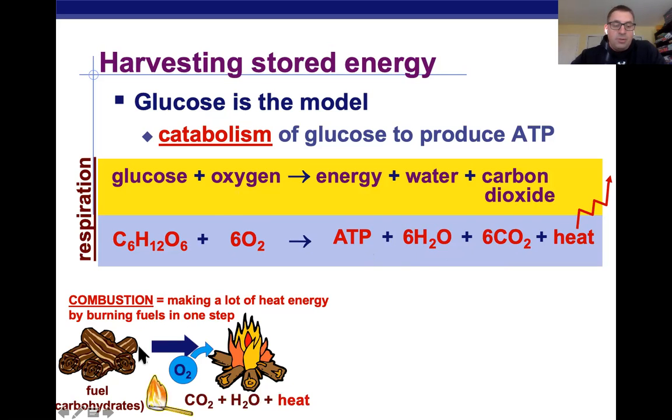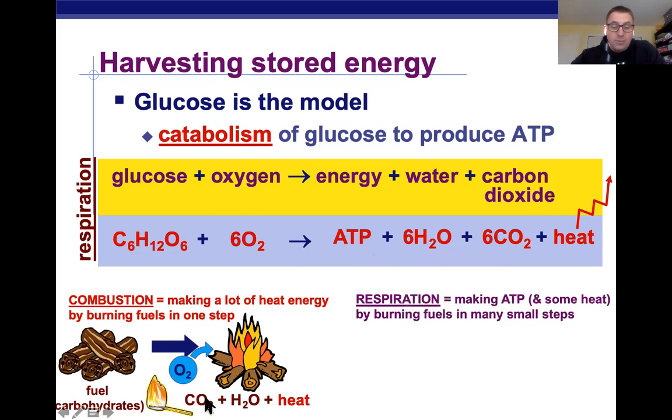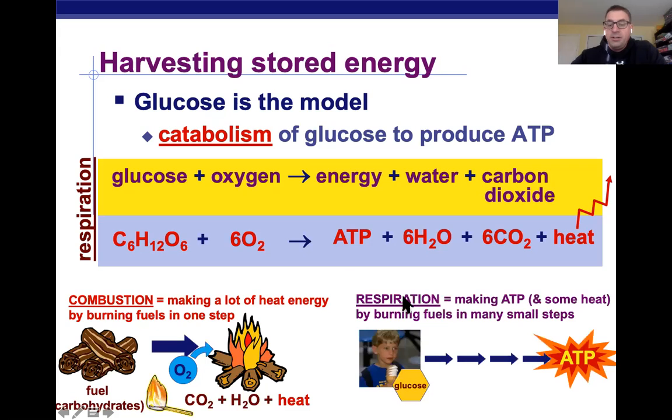Now, in real life, combustion, out in your driveway or in your backyard, you might have a fire pit, right? And again, your fuel is going to be carbohydrates. You're going to add some heat in the presence of oxygen. You're going to combust that wood, and it releases carbon dioxide and water and heat energy. In cellular respiration, we're going to make ATP and some heat energy by burning fuels in many small steps, whereas when you burn that wood, it's one big step, right? We're going to break this down into many, many small steps using enzymes.